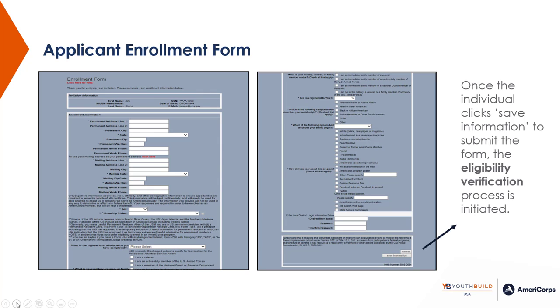Here's what the enrollment form looks like. Here are some of the questions that they're going to get: information about their address, different information about their citizenship status, their education status, their voter status, things like that. Keep all this information in mind when you're getting your young people ready for this process, because you may need to sit down with them and help walk through this form to help them fill it out correctly.